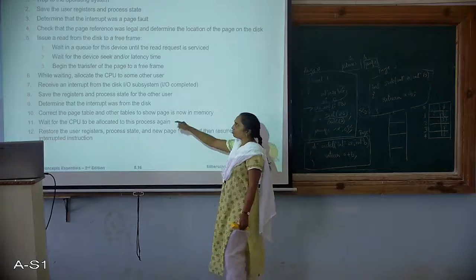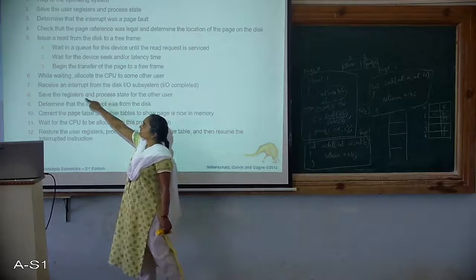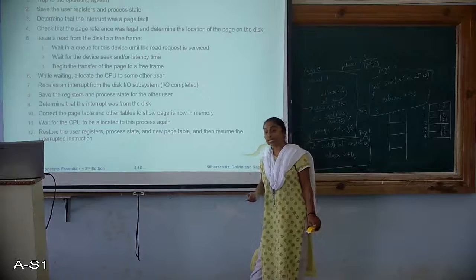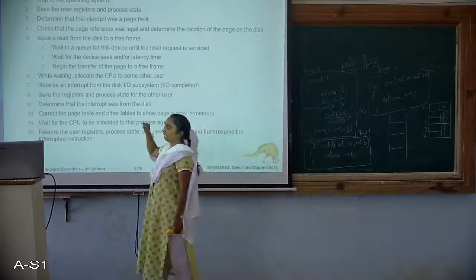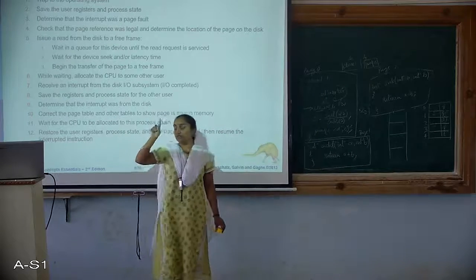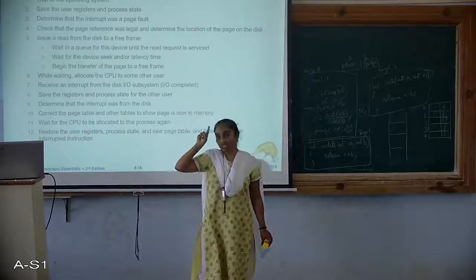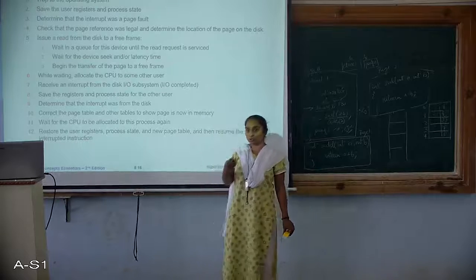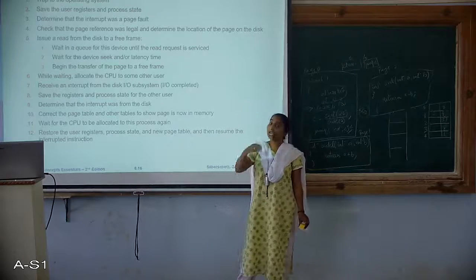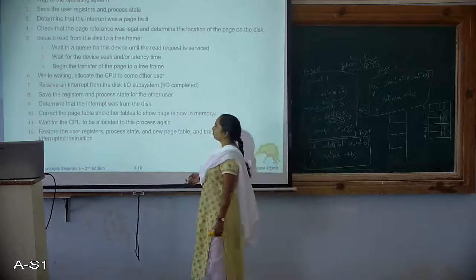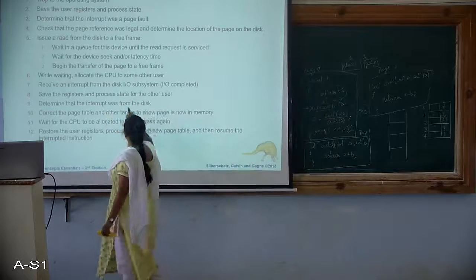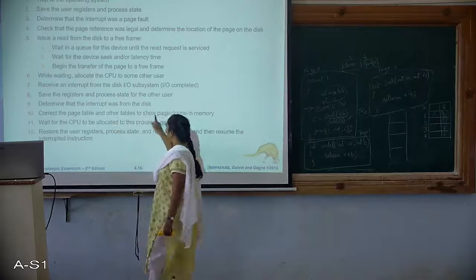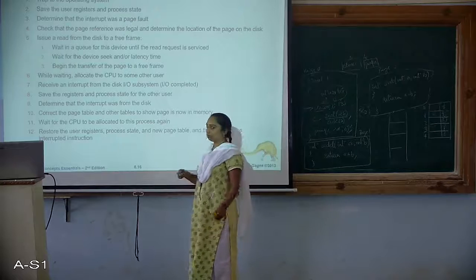You can take it and you can utilize it. So that interrupt signal also has to reach the operating system. So it receives an interrupt from the disk subsystem. IO completed. IO reading is completed. If IO reading is completed, then that process P1, which was put into the waiting state, which had generated a page fault, is brought back into the main memory for execution. So it's removed from the waiting list and put into the ready queue for execution. So determine that the interrupt was from the disk, check whether it is valid, correct the page table and other tables to show the page is in memory.